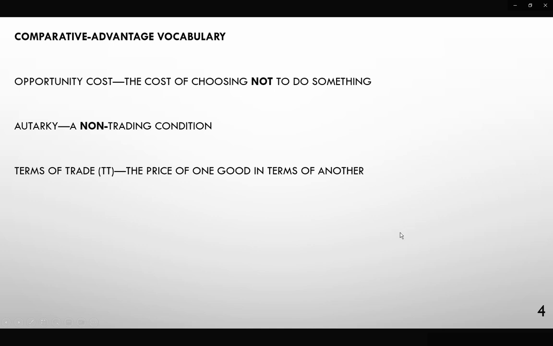Okay, just some vocabulary for comparative advantage. Autarky is just a country that doesn't trade, or a condition that it doesn't trade. I guess you could have an autarky in one good, where it doesn't trade that one good. Terms of trade: if we didn't have money, then people might exchange one quantity of one good for another quantity of another good. This is countries doing that. And the resulting ratio of exchange is terms of trade, TT.